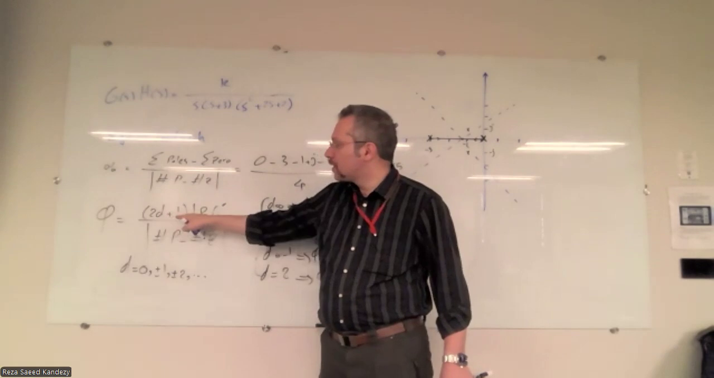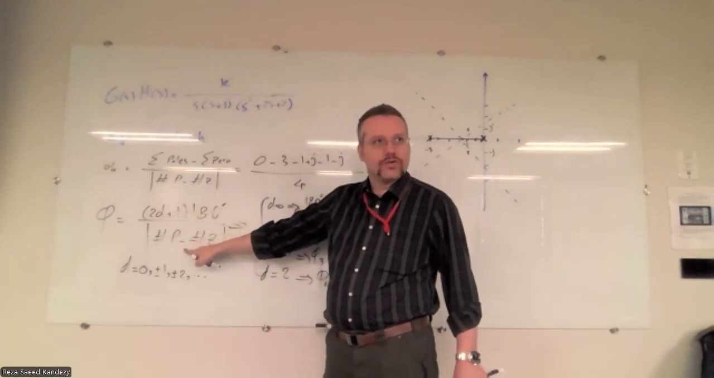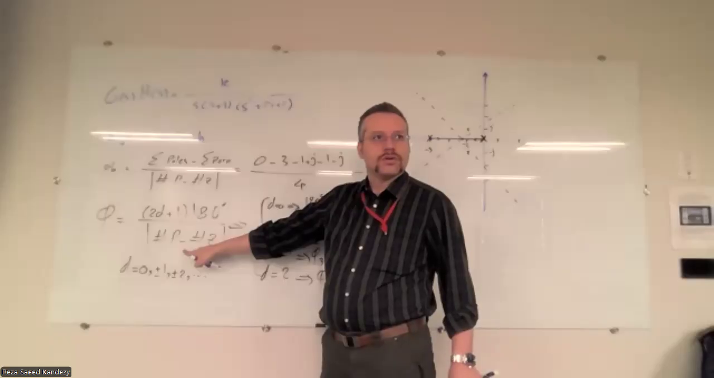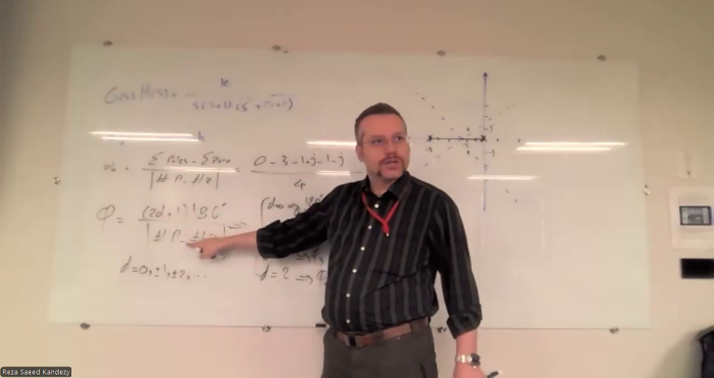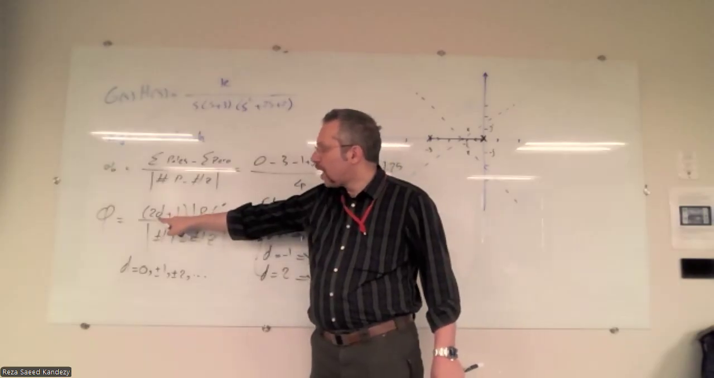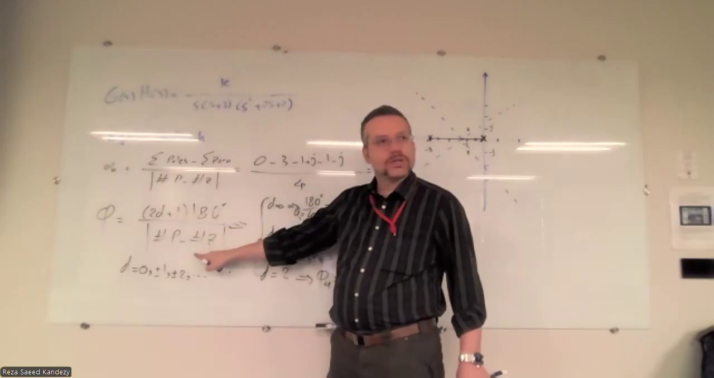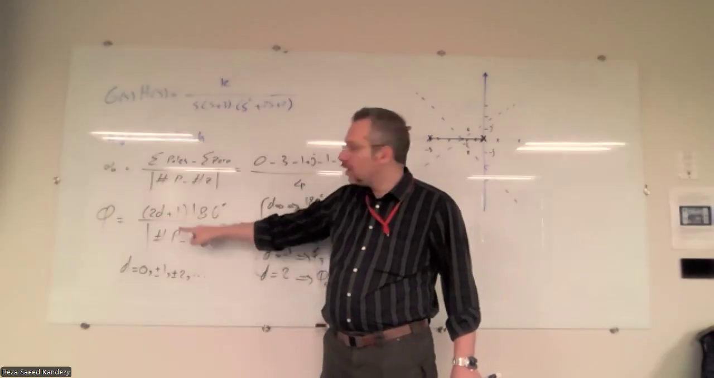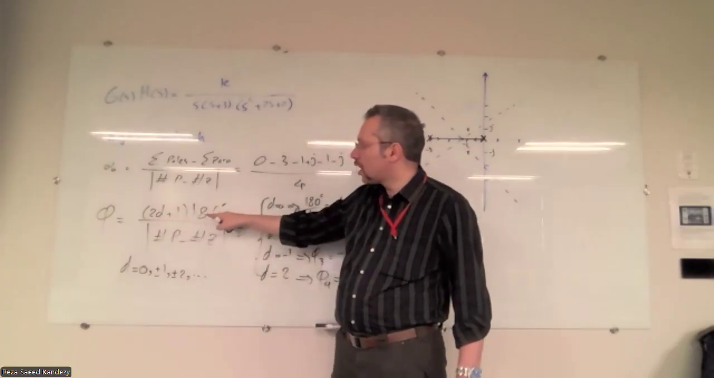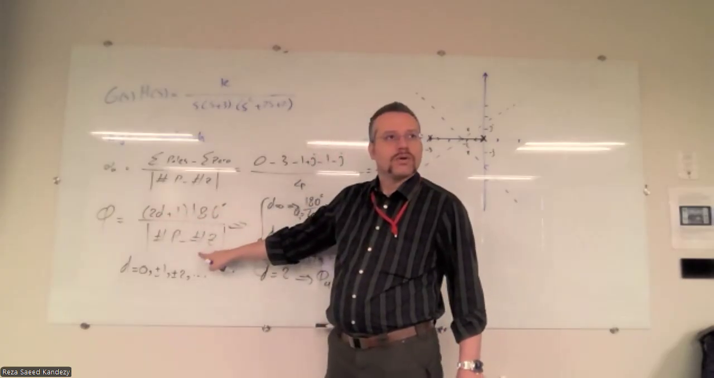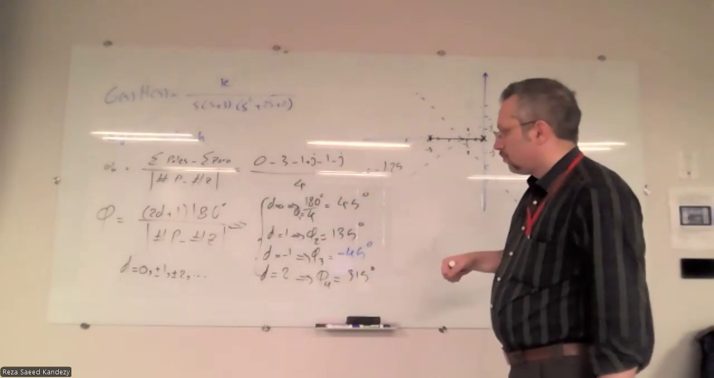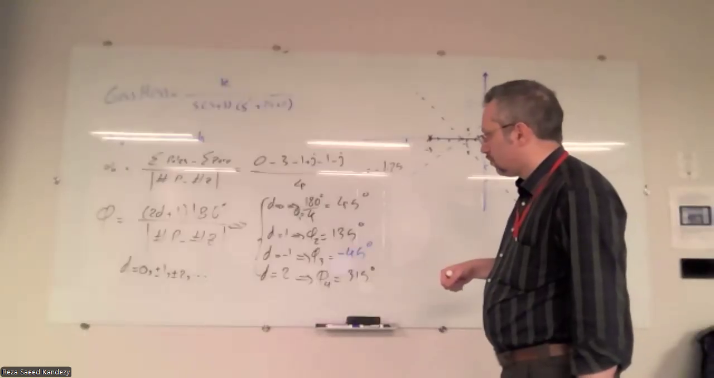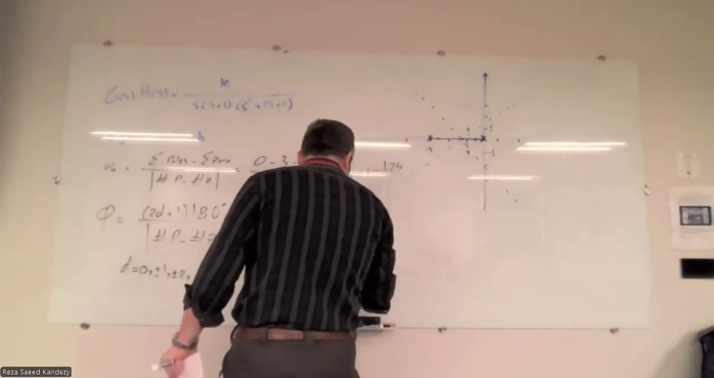So if it's 0, it becomes 180 over the number, which is 4, the difference of poles and zeros. If it's 1, it becomes 3 times 180 divided by 4. If it's -1, it becomes -180 divided by 4. If it's 2, it becomes 5 times 180 divided by 4. Now, theta 4 is 225. Okay.